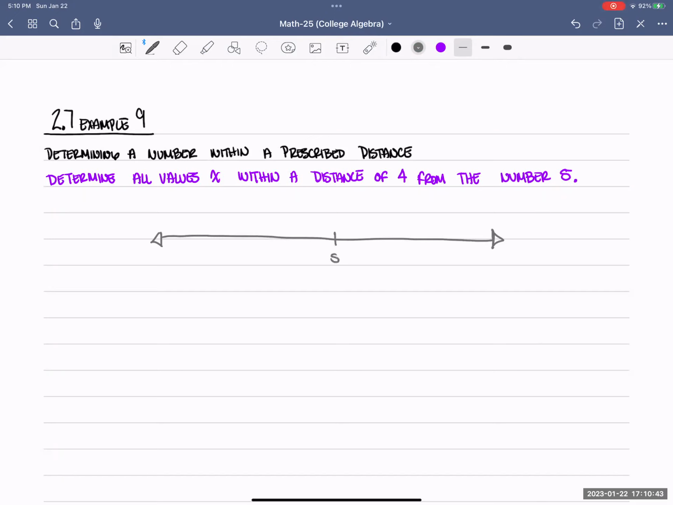So we're starting off with 5 here, and we're jumping 1, 2, 3, 4 values to the left, bringing us to 1, and 1, 2, 3, 4 values from the right, which is 9. So we're looking at that distance right there. So within a prescribed distance, all of those values are within 4 units. So these values here, us moving this over 5 units, is going to be our value x.